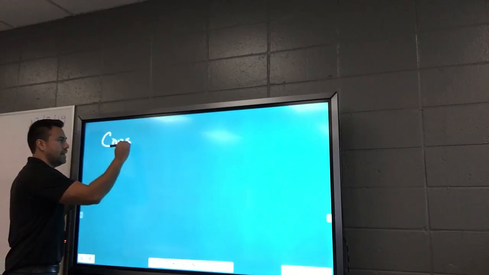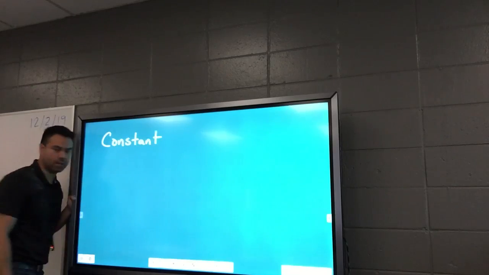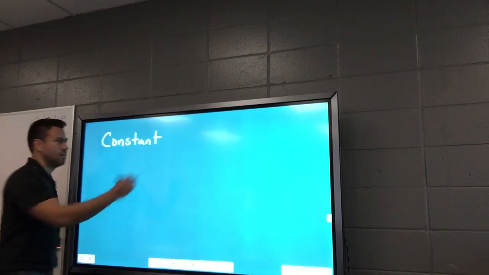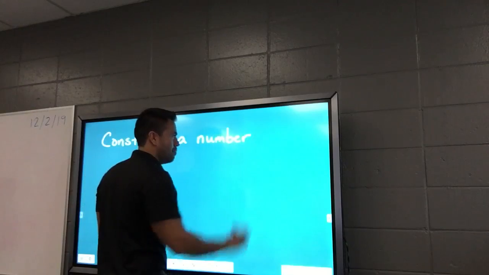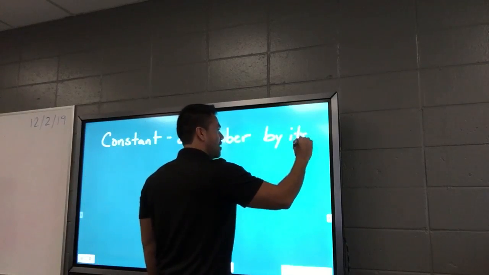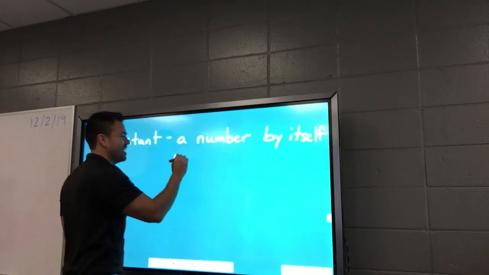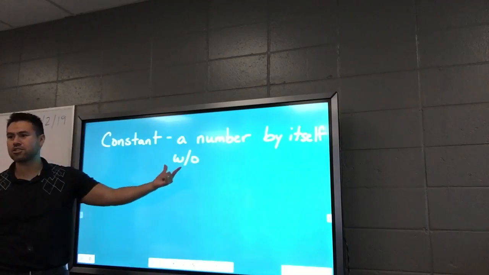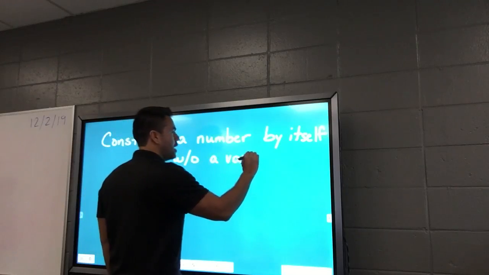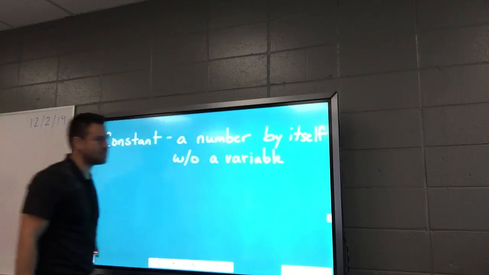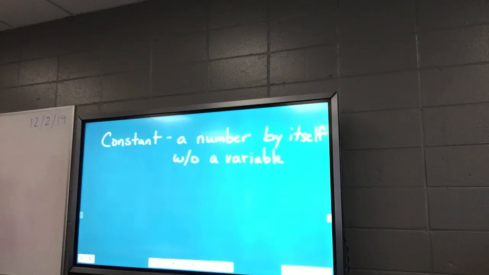If you have a number by itself, it is called a constant. We've already looked at this, haven't we? Do you guys remember what a constant is? Yes, a number by itself without a variable. Do you guys see this w/o? That means without. Good. Without a variable. I want to challenge that definition later. Technically, a constant does have a variable. That variable just has an exponent of 0.